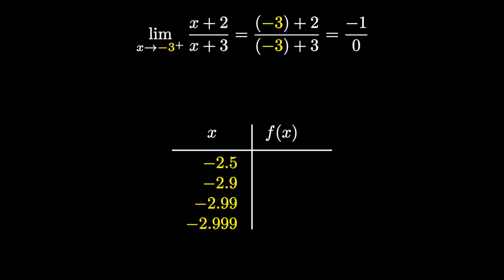Essentially, what we want to do is plug these x values into our function, and we want to see what's happening to f(x) as we get closer to negative 3 from the positive direction. And when we do that, when we're at negative 2.5, you see that f(x) is negative 1, but when we jump all the way down to negative 2.999, we see that f(x) is negative 999. So as you see, as we get closer and closer to negative 3 from the positive direction, f(x) is getting smaller and smaller, which indicates that the limit in this case is going to be negative infinity. So therefore, the answer is going to be negative infinity. And there you have it.